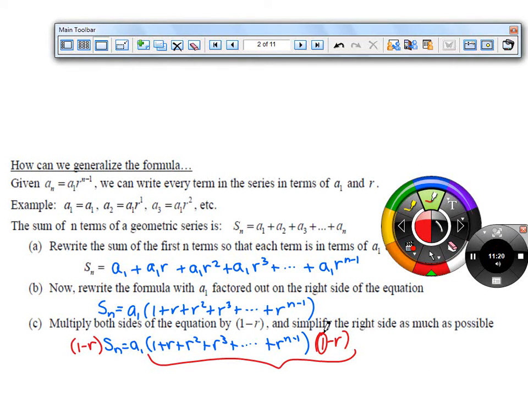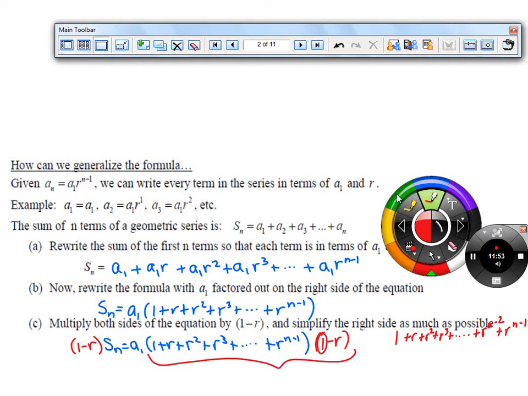1 times 1 is just going to be 1. 1 times r is just going to be r. 1 times r squared will be r squared. R cubed, right? This is going to continue. Just to make a point here, it's going to continue till r to the n minus 1. What's the r to what power right before r to the n minus 1? What's 1 less than n minus 1? n minus 2. Okay? So it would look something like that if I multiplied the 1 through, right?